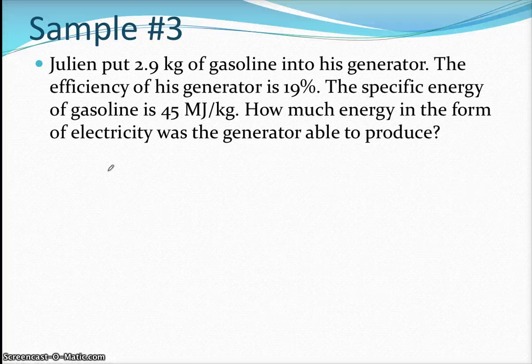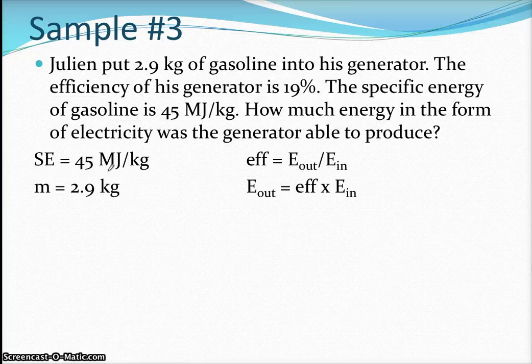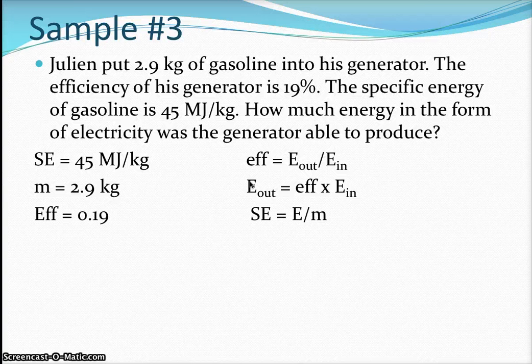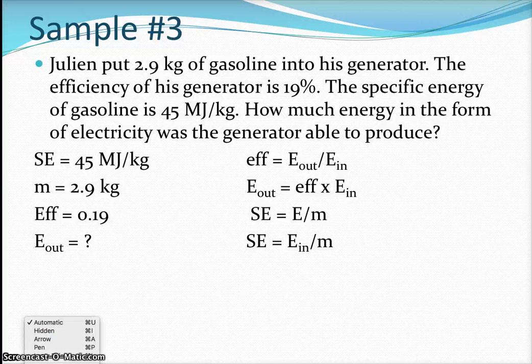Julian put 2.9 kilograms of gas into his generator. The efficiency is 19%. Specific energy is 45. How much energy as electricity were we able to get? And we're going to write down all of our variables and our equations. There's our equation for efficiency, and we're going to rearrange it. There we go. We can rearrange our equation for efficiency to solve for energy out, because that's what we wanted.